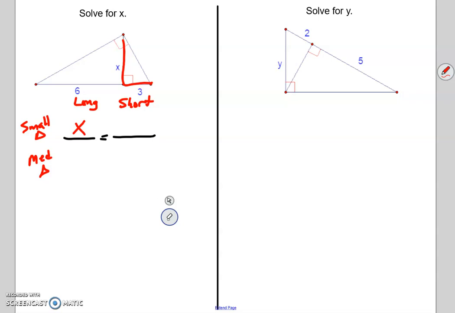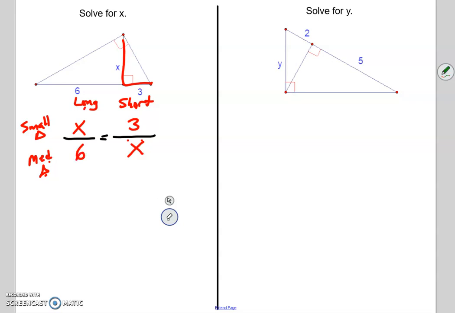Let me jump across to this part over here. Medium triangle short leg is also going to be x, which is kind of what we expect, and that's why this geometric mean is nice. It allows us to find that variable, and eventually it's going to be cross multiplied. Small triangle short leg is going to be 3. Medium triangle long leg is going to be 6.